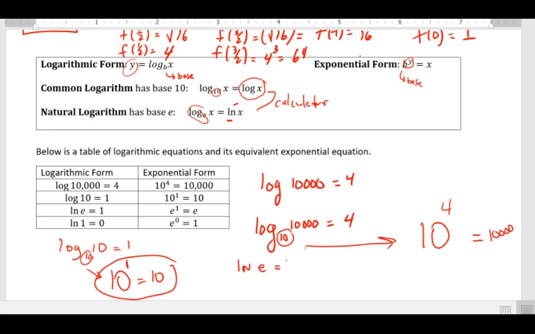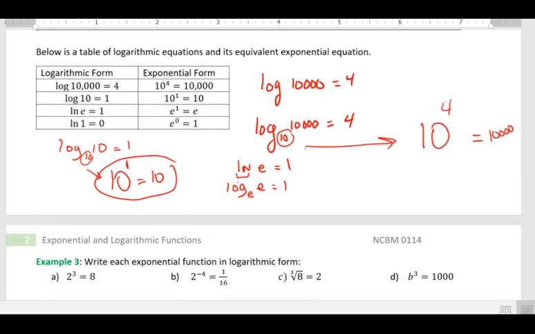Natural log of e is equal to 1. So here, whenever you see ln, that is the same as saying log e of e is equal to 1. So natural log is log with base e. So my base is e. So I write my base. And then this whole log is equal to 1. So I write 1 here. And then my other number was e.